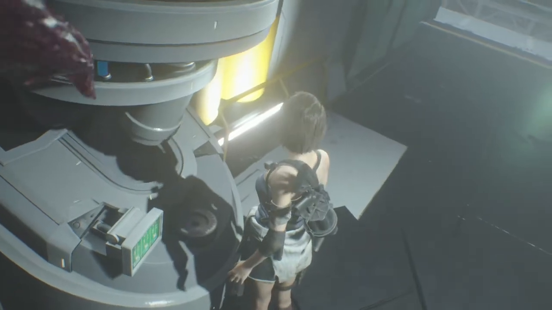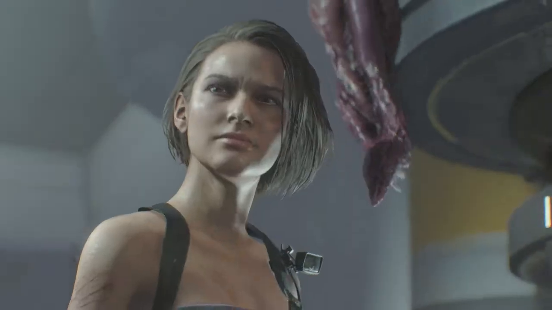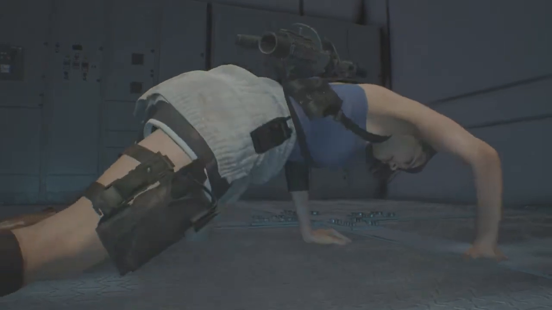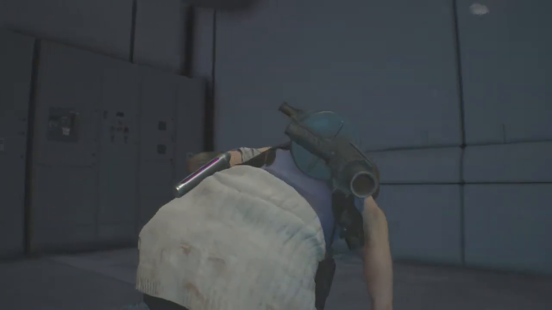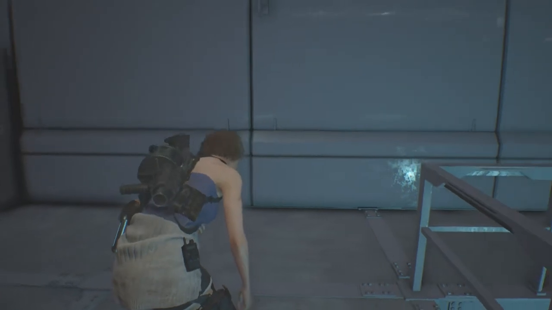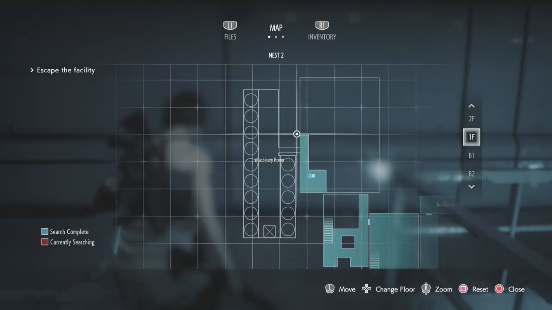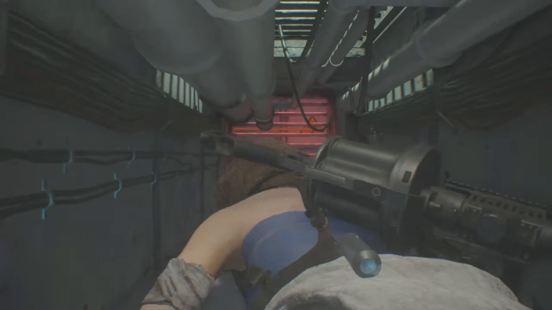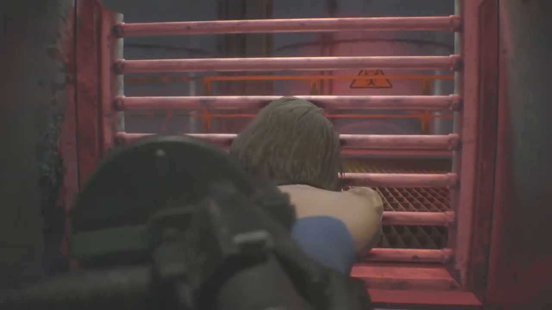It's a pretty purple. Magenta, whatever. Oh no! Good job, Jill. Like, you don't fucking pay attention. Did you really do that? I don't think you would. Oh. Where the fuck am I now? Escape the facility. Easy for you to goddamn say.